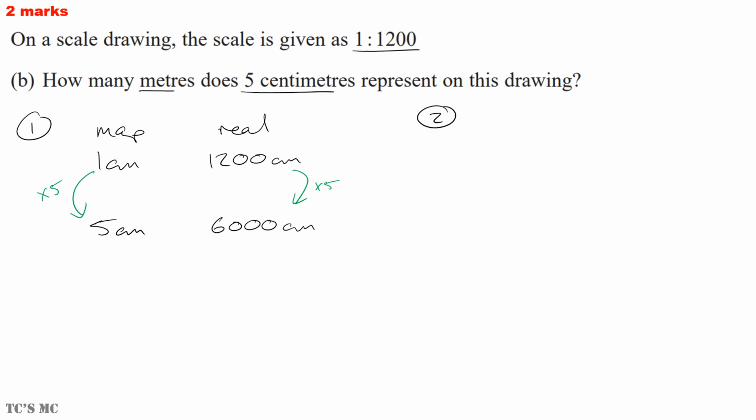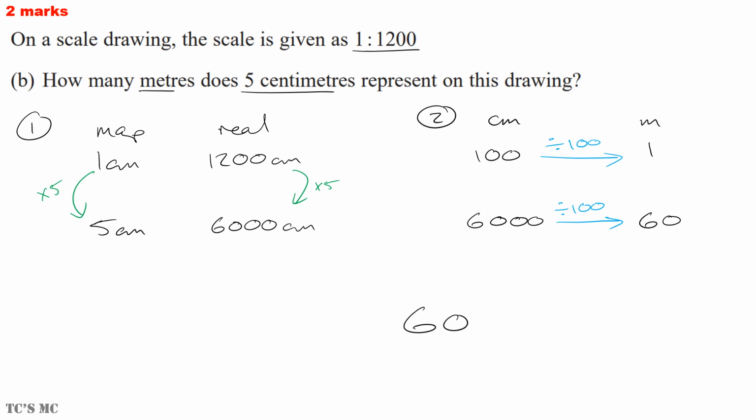Step 2, we need to convert the centimeters into meters. So we have centimeters and meters. We know 100 centimeters is equal to 1 meter. We are converting 6,000 centimeters. To go from 100 to 1, we need to divide by 100. So do the same over here. We end up with 60. So for our second mark, we need to write 60 meters.